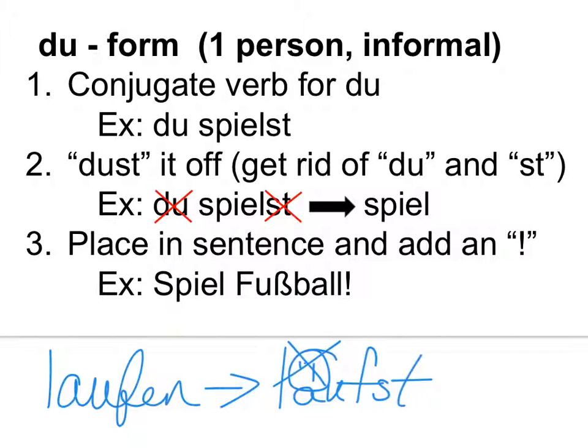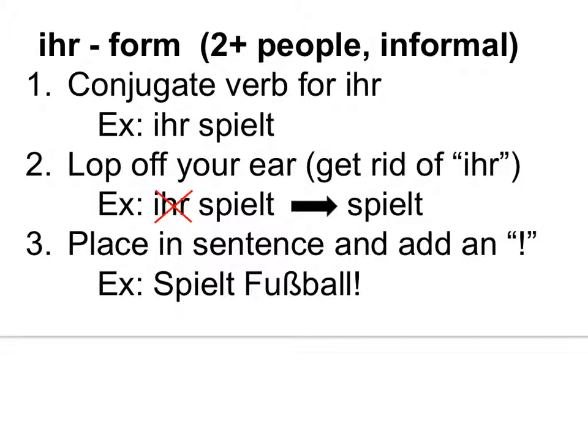Moving on. Next one is ihr. So this is for 2 or more people that you know well. Conjugate it just like you did before. So now I've got ihr spielt. And this time you're going to lop off your ear. Go Van Gogh. So it sounds like ear, but it's really ihr. Get it?